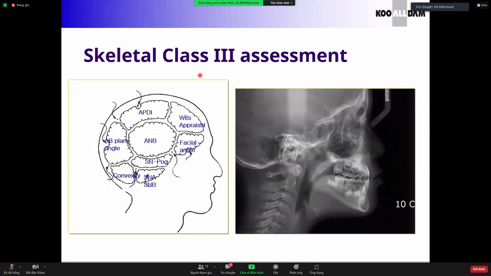We should assess the class 3 malocclusion. This is anterior-posterior; we need to differentiate the sagittal problem. There are lots of methods to evaluate the sagittal problem. Some people use A and B, Wits appraisal, APDI, and AB plane angle.